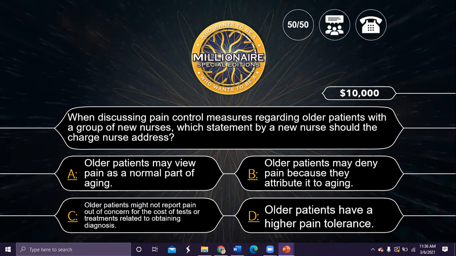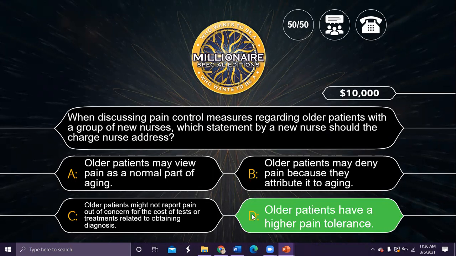I would say D, because I don't think they have a higher pain tolerance. They shouldn't. D is correct.